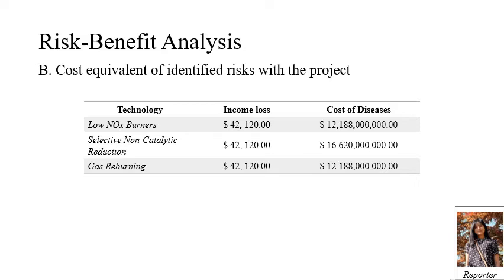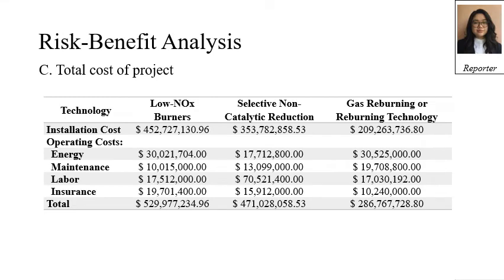For SNCR or Selective Non-Catalytic Reduction Technology, the estimated financial loss due to pneumonia is $16,620,000,000. This value is estimated by assuming that 0.5% of the population contracts pneumonia due to improper SNCR maintenance, and the average hospitalization cost for each patient with pneumonia is $150,000. Similar to LNBs, using gas reburning technology can produce high levels of CO. Therefore, assuming that 0.5% of the city's population would be affected, the total hospitalization cost is also $12,188,000,000.